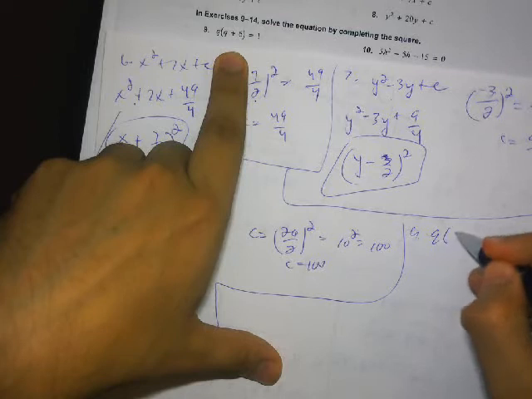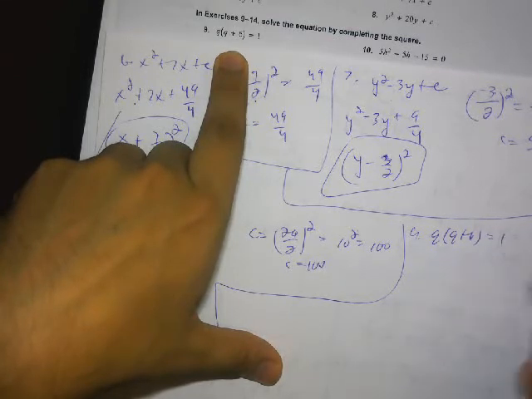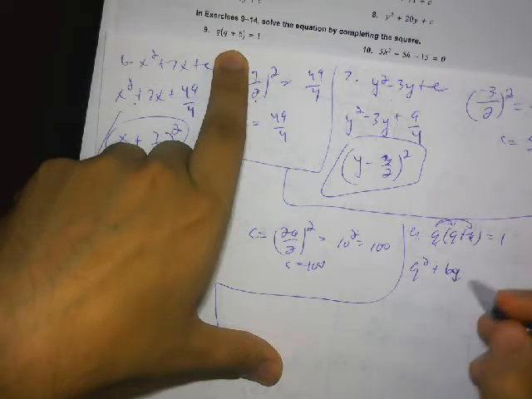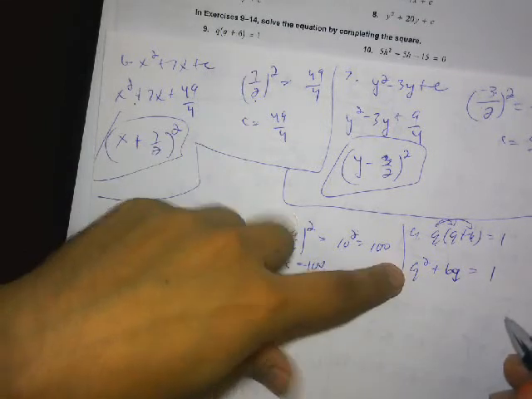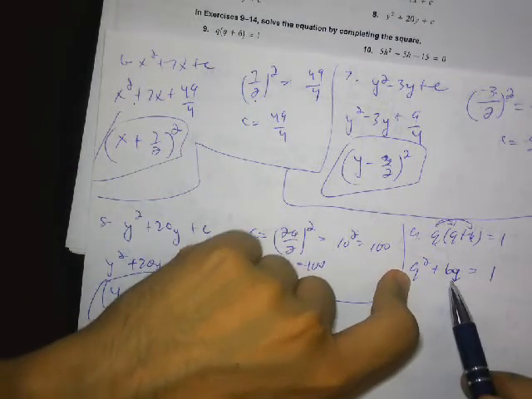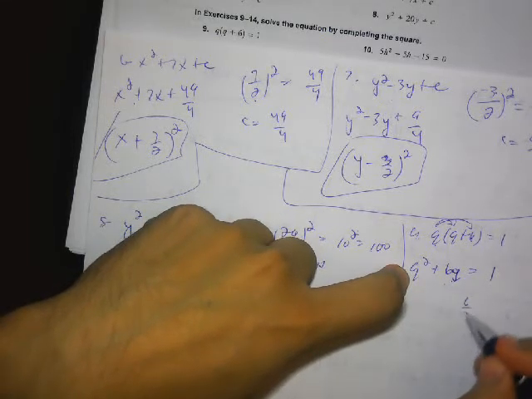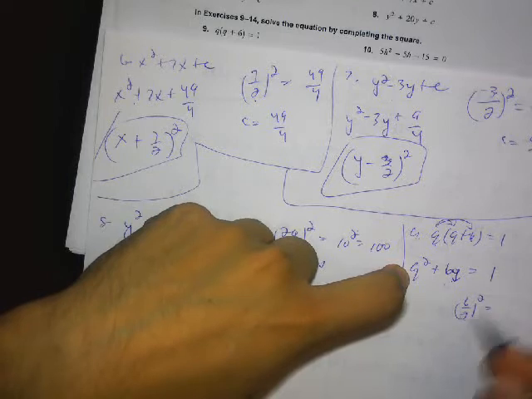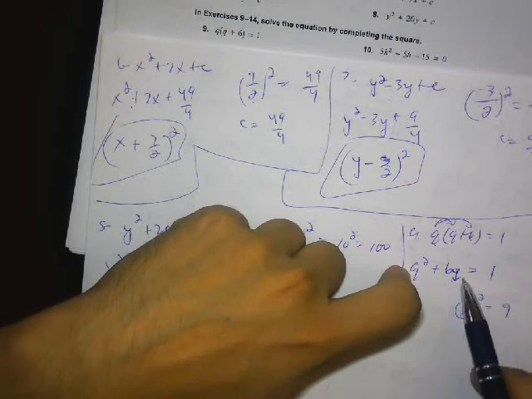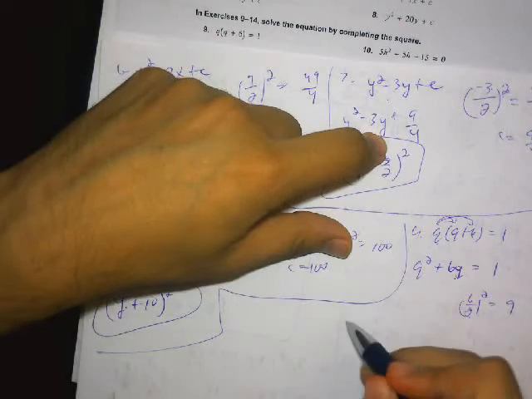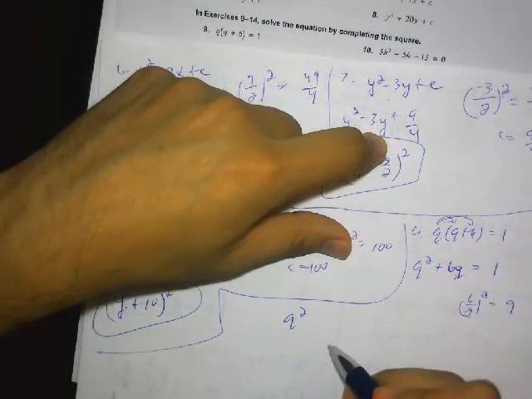Once I have this, I can complete the square here. So take half of the middle term, 6 over 2, and then square it. 6 over 2 is 3. 3 squared is 9. So this I'm going to add here, and I'm going to add it to the other side of the equal sign. So what that looks like is q squared plus 6q plus 9 is equal to 1 plus 9, which is 10. So q squared plus 6q plus 9 is equal to 10.